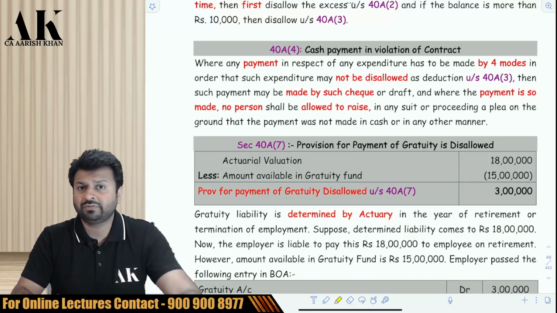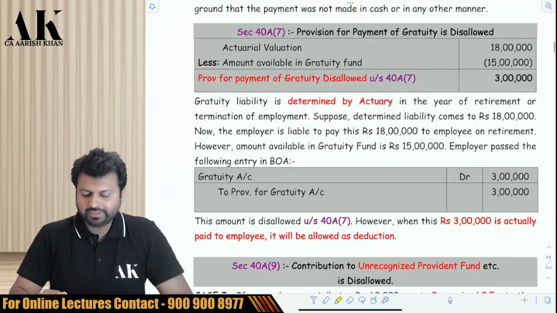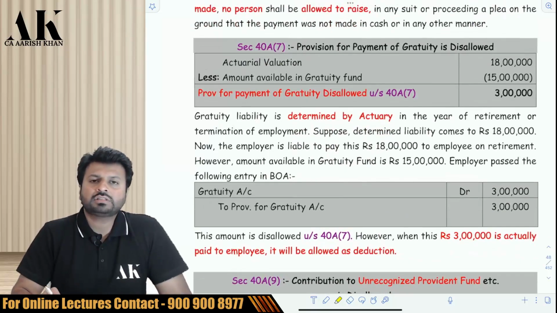Just go through it once and then we'll go ahead. Now let us talk about the next one, that is 40A(7). What is 40A(7)? This talks about disallowance for provision for payment of gratuity.